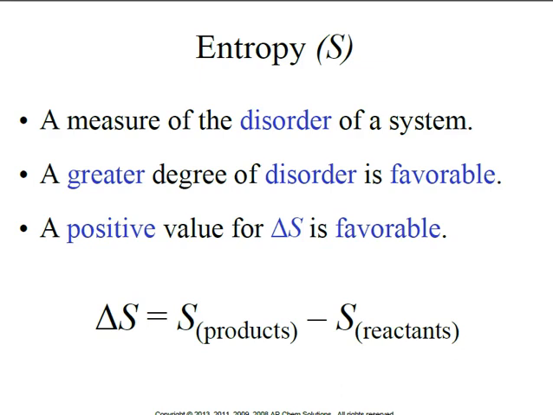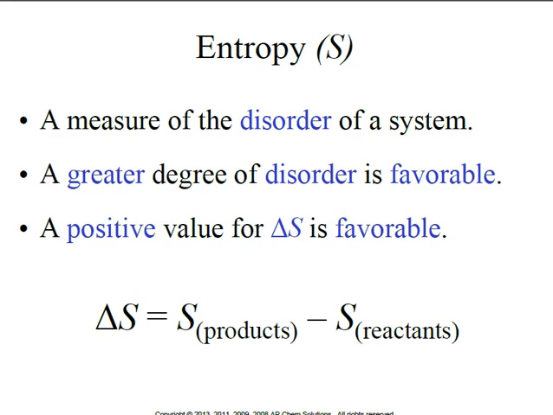We must also consider something else called the entropy. Now, entropy is a measure of the disorder of a system. Think of it as a measure of the randomness of the system. A greater degree of randomness or disorder is favorable, and a positive value for delta S is favorable when we're talking about thermodynamically favorable processes.